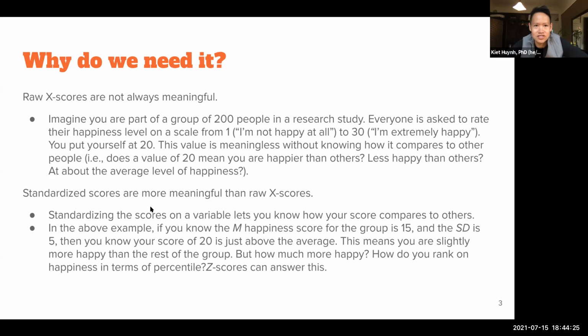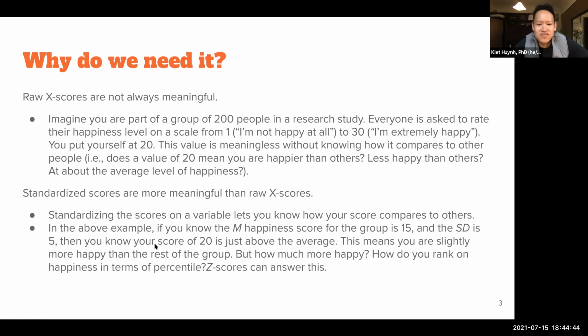Standardizing means you're taking your score and you're comparing it to all the other people with similar scores on that variable. So in this case, the happiness score. You're taking your score and you're seeing how other people rated their happiness, and you are comparing yourself to those people.